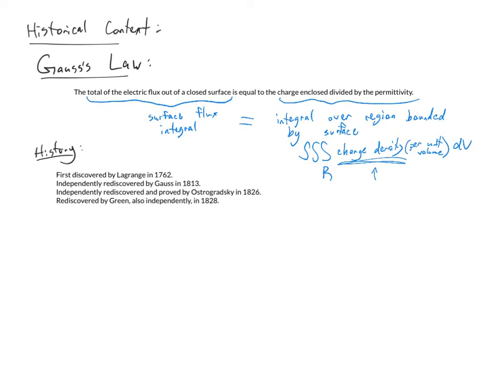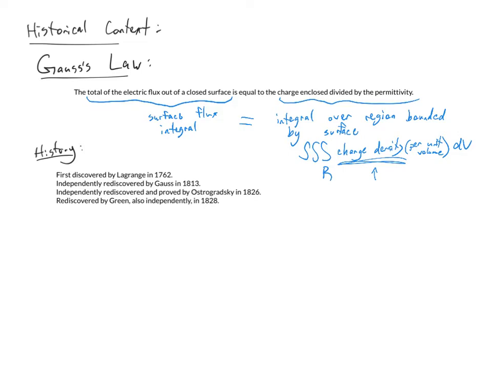So for some fun math history, Lagrange discovered this rule in 1762, and then Gauss in 1813, quite a bit later, rediscovered it totally independently. He hadn't read Lagrange. By the way, that is the Lagrange of Lagrange multipliers. Then a third mathematician, Ostrogradsky, in 1826, rediscovered the theorem again completely independently, but he was the first person to actually write down a proof for this, a formal mathematical argument for why it's true.